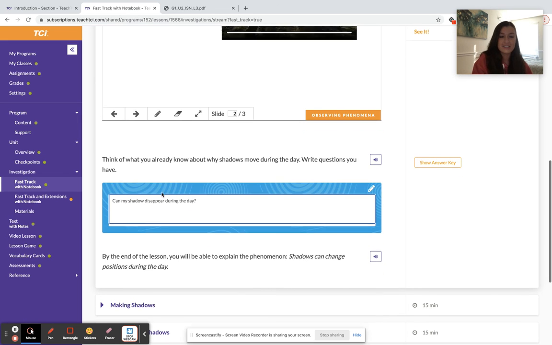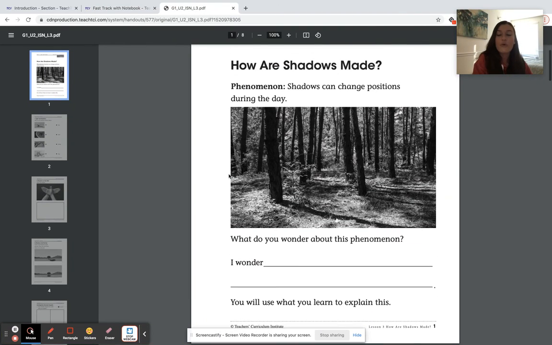Who knows? All right, first graders, make sure you have this whole page filled out and you send a picture to your teacher. Okay.